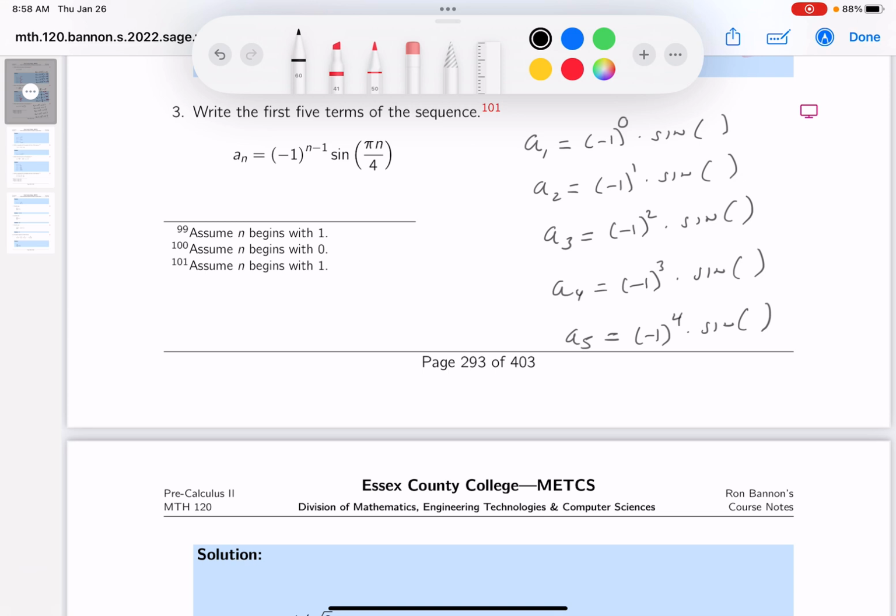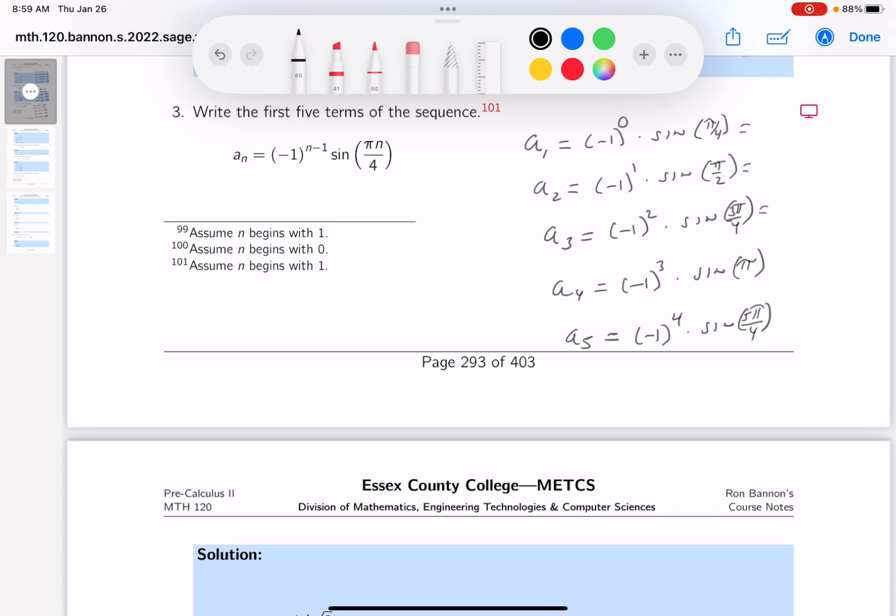So what do you get? Well, it's going to be pi n over 4, and if we're starting at 1, that would be pi over 4. Now, if I go to 2, I would get 2 pi over 4, which is pi over 2. Then I go to 3, I'd get 3 pi over 4. And if I go to 4, I would just get pi, because 4 pi over 4 is pi. And if I go to 5, you get 5 pi over 4. Relatively simple computational numbers.